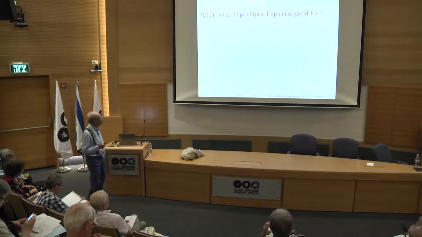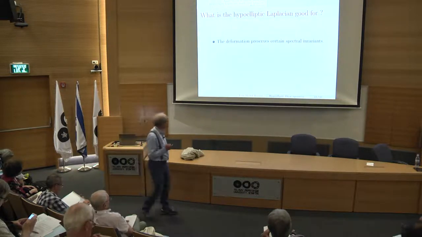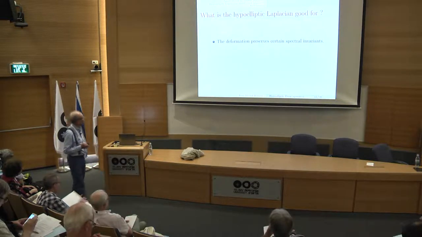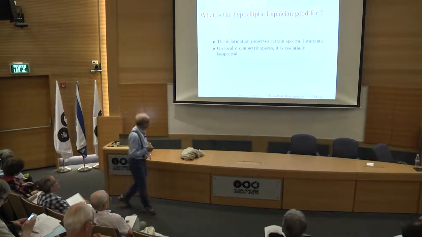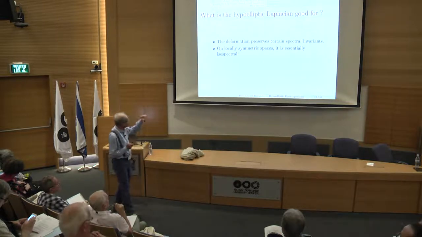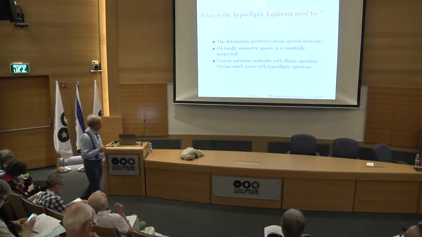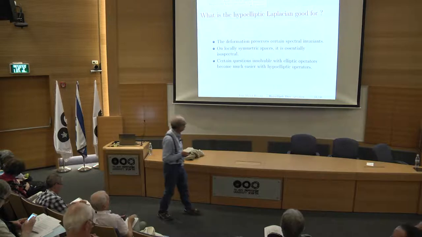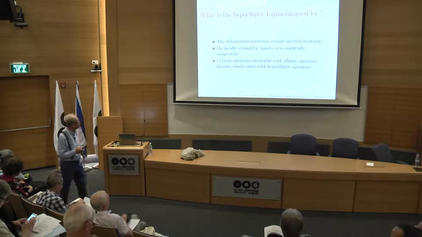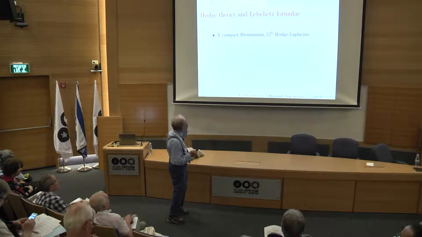So what is the hypoelliptic Laplacian good for? This operator LB is called the hypoelliptic Laplacian. As I explained, the deformation preserves certain spectral invariants. On locally symmetric spaces, the deformation is essentially isospectral. We'll put this to work in the context of Selberg's trace formula. And finally, contrary to intuition, certain questions insolvable with elliptic operators become much easier with hypoelliptic ones. This is absolutely contrary to analytic intuition, so I will not explain too much about this.